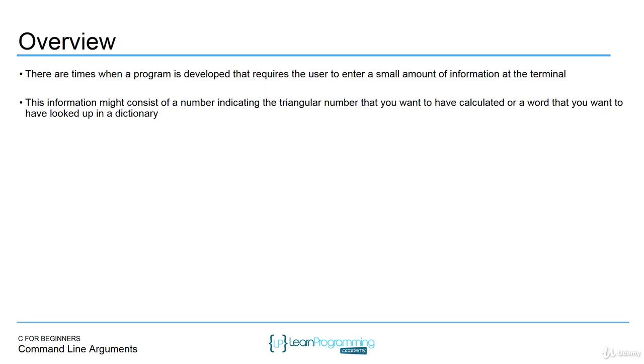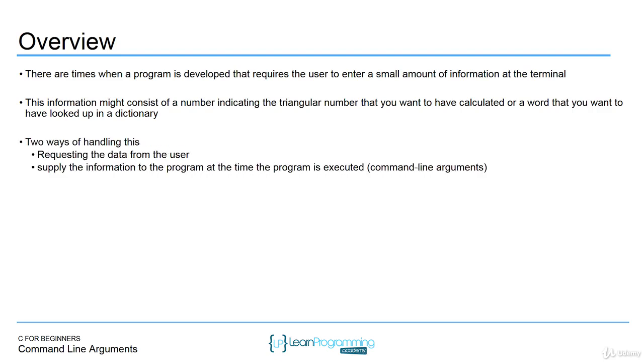You can either ask the user for it, or you can pass it as a program argument, right? And the reason you'd want to do this is because, again, you might need the user to enter a number that indicates the triangular number that you want to have calculated. Or the user has to enter a word that you want to look up in a dictionary. Not all data is static or doesn't change. Some data you need to ask the user to input.